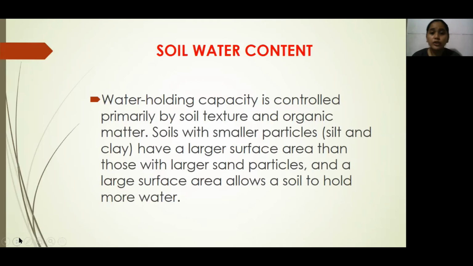So the next property is soil water content. It is the water holding capacity, controlled primarily by soil texture and organic matter. Soils with smaller particles like silt and clay have a larger surface area than those with larger sand particles, and a large surface area allows a soil to hold more water. In other words, a soil with a high percentage of silt and clay particles, which describes fine soil, has a higher water holding capacity.